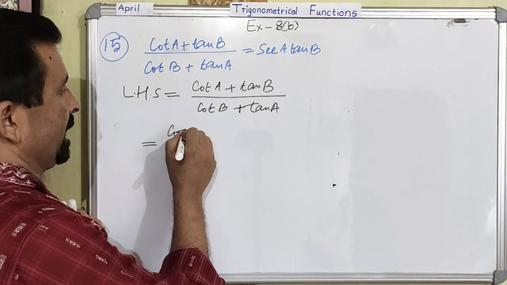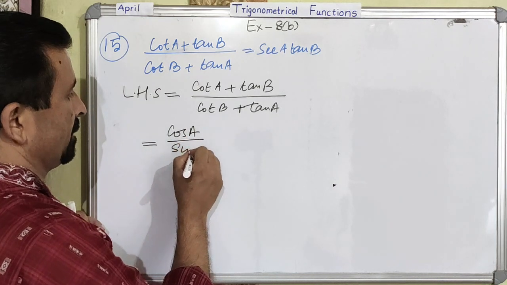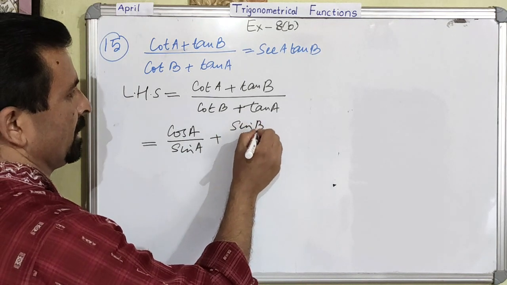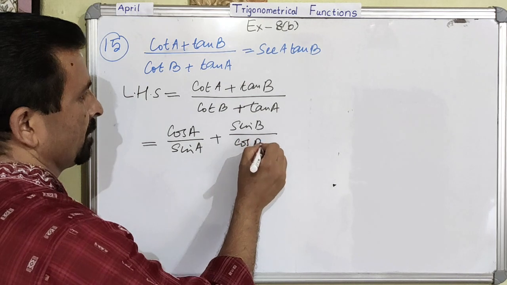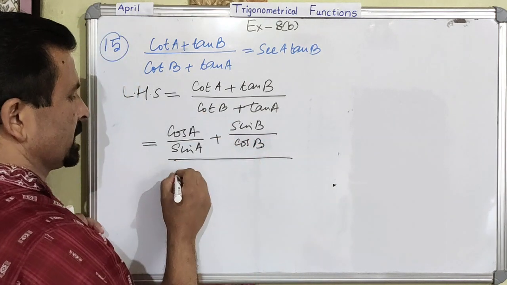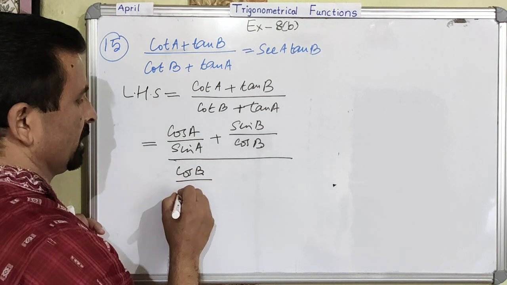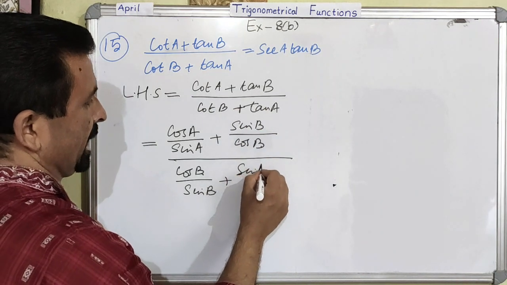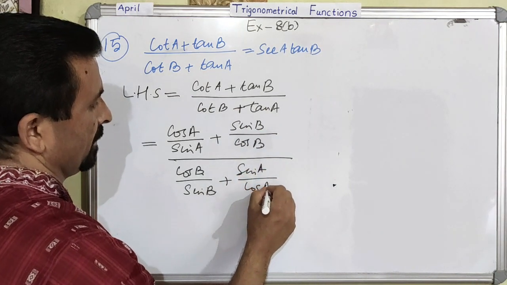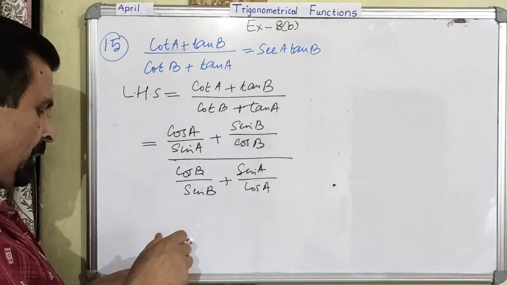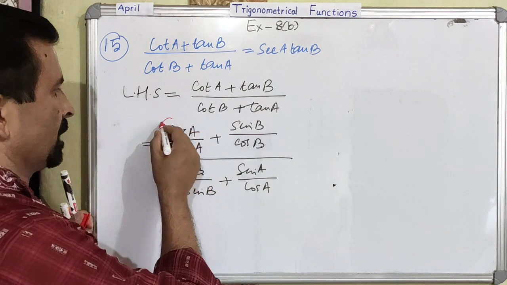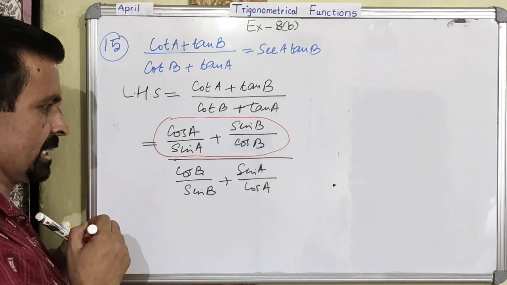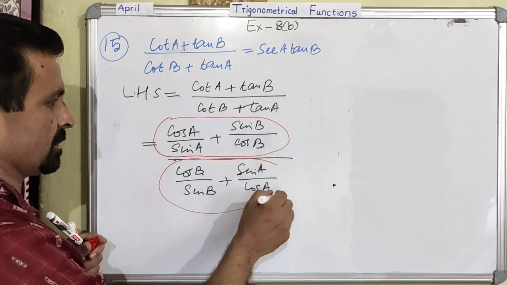So cot A we can write as cos A over sin A, plus we can write tan B as sin B over cos B. Come to the denominator now. This is cos B over sin B, right? Then tan A is sin A over cos A. All right. Now we can simplify the numerator. This whole part I am circling for your convenience. You can simplify this and then simplify the denominator also.